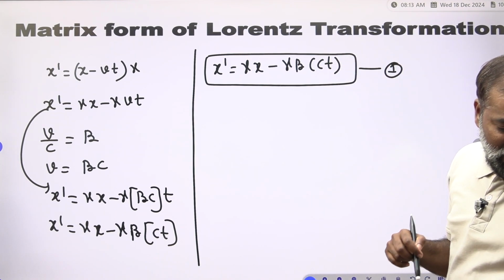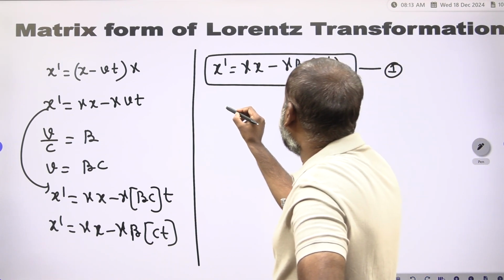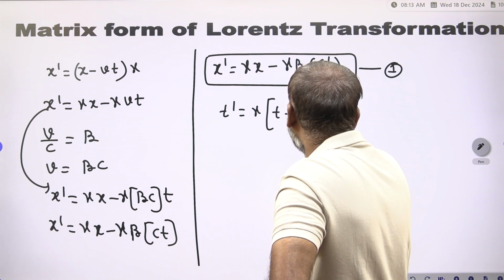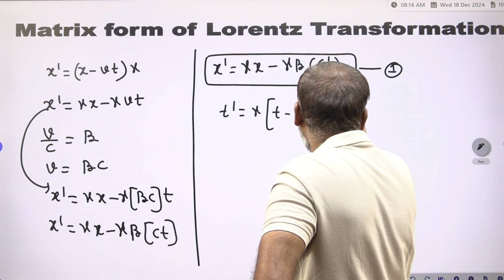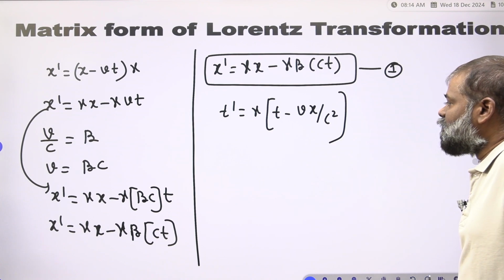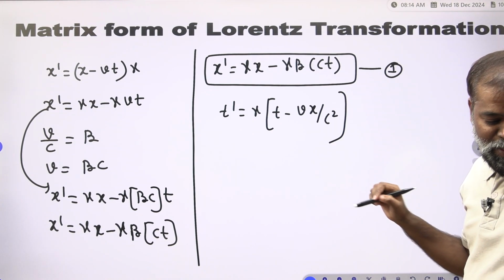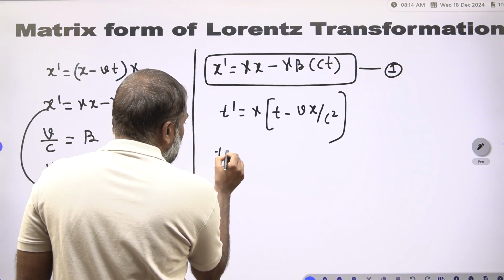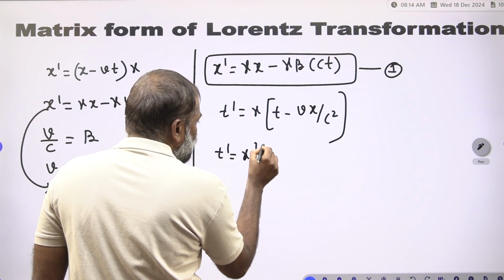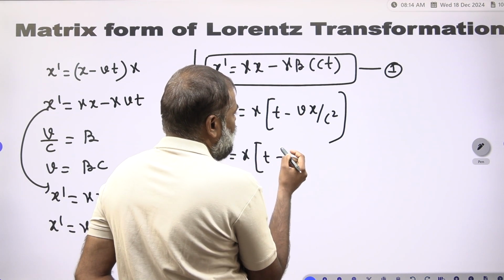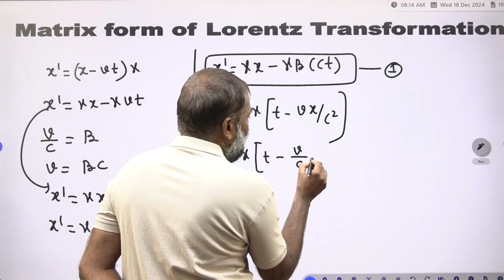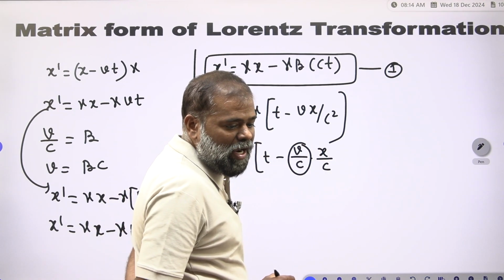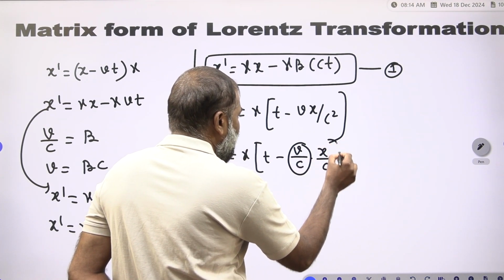Now you have to take the second part. What is the second one? T dash is equal to gamma into (T minus Vx by C square). So I am rearranging this: gamma into (T minus V by C into x by C). V by C is equal to beta, so I have to write beta into x.